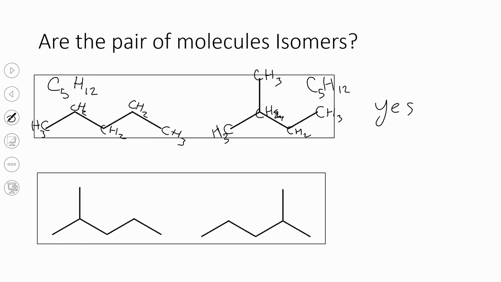Good. Okay, how about this one? You're saying no. Tell us why you think that. It's the same molecule. Good, but rotated. If we pick this molecule up and flip it around and lay it down, or fold this here, it would line up on top of each other exactly. So this one is not an isomer because it's the same molecule. Does that make sense?